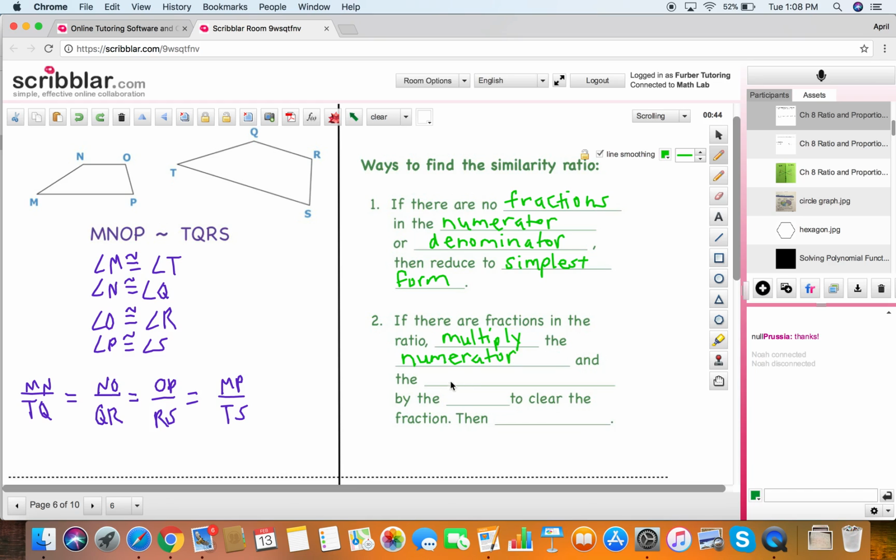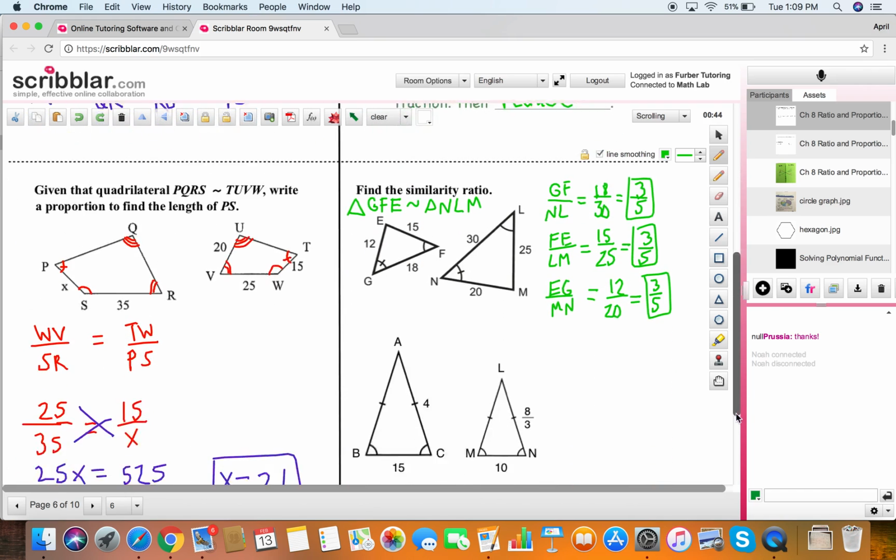Multiply the numerator and the denominator by the LCD, least common denominator. And then we reduce. Okay, so let's come down here.